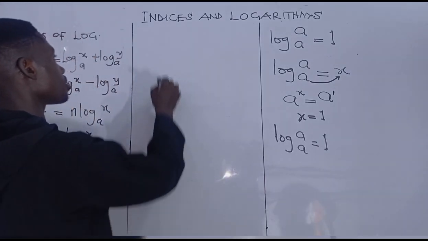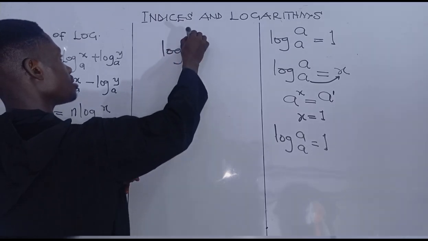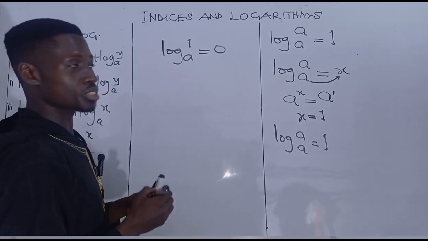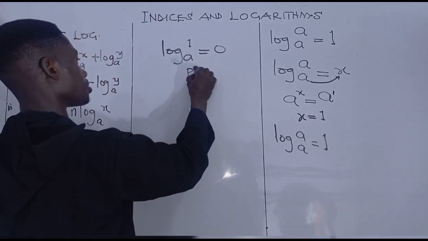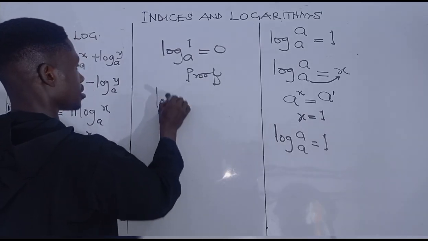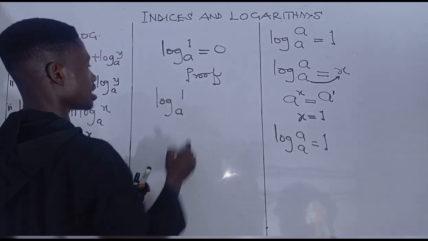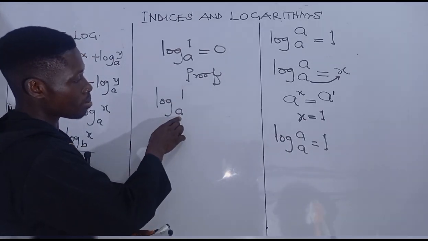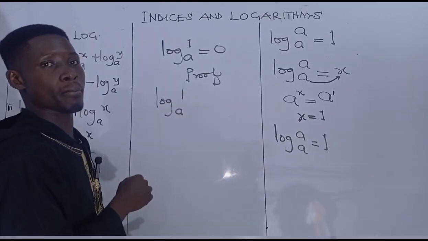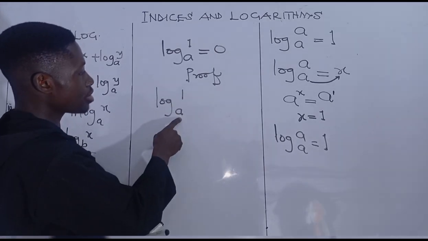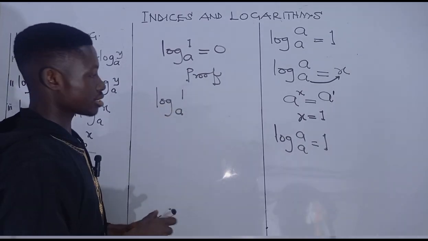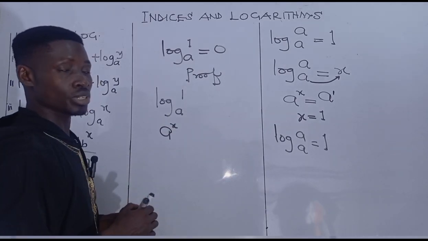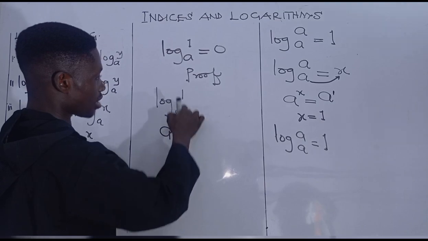So we are also saying that when you have the logarithm of 1 to the base of any number, it is equal to 0. So let's look at the proof. We have the logarithm of 1 to the base a. Now this is a logarithm number. We can explain it as: to what power must a be raised to produce 1? In other words, a raised to what power will produce 1? So we can write it mathematically as a raised to what power? We don't know that power. So let x represent that power, which will give us 1.